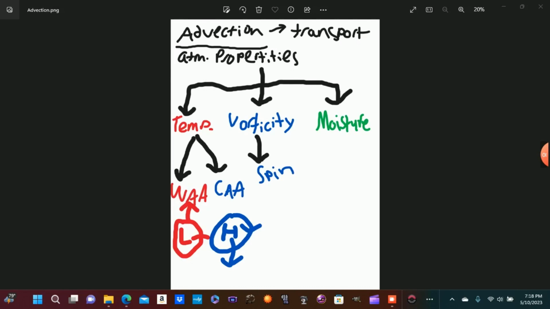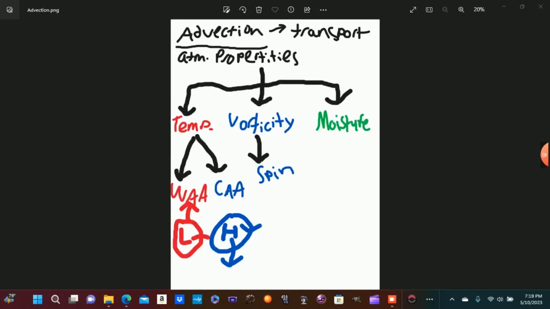We'll discuss moisture in the next video, but for now, I'm just going to focus on temperature and vorticity. Let's tackle temperature advection. There are two kinds of temperature advection, warm air and cold air advection. Warm air advection fosters rising air, while cold air advection fosters sinking air.